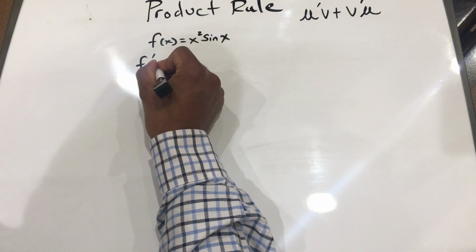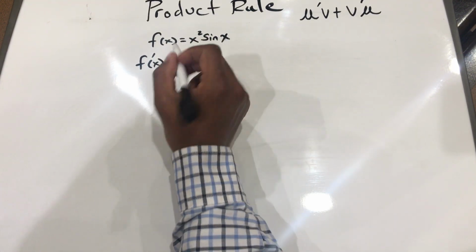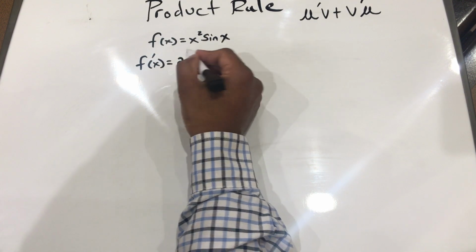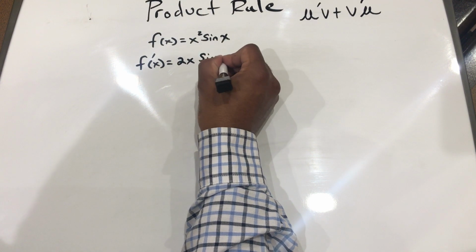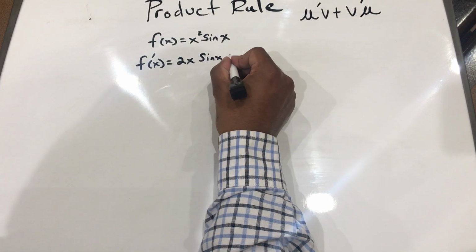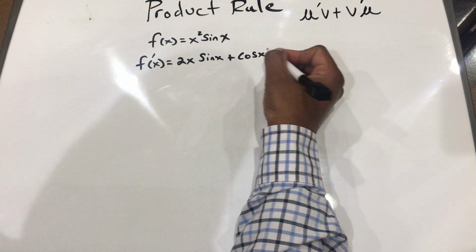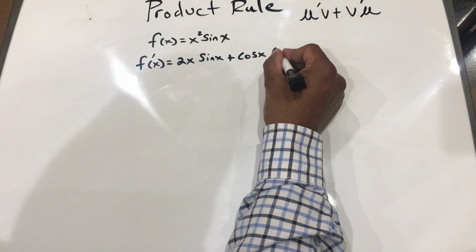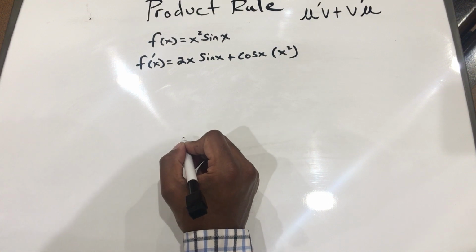So I'll start with my differential. Always with the differential. The derivative of x squared would be 2x, u prime, v. Bring that down because we don't do anything with it. Plus the derivative of v, which would be cosine x, v prime, u, and our derivative is complete.